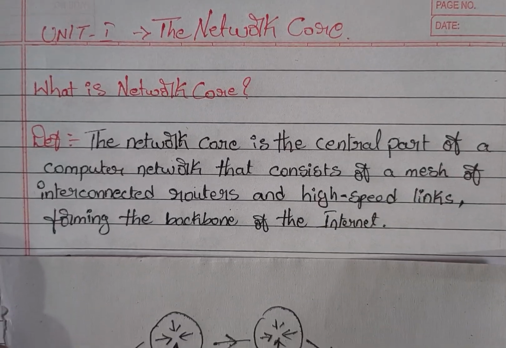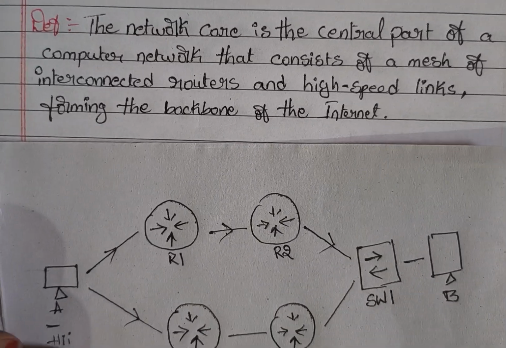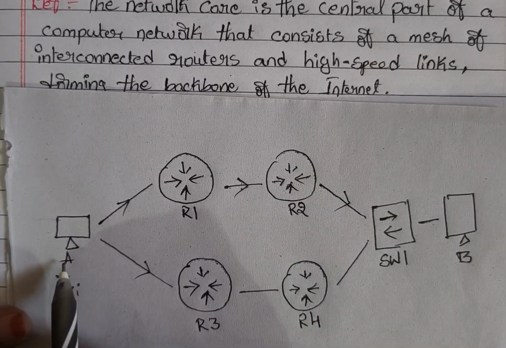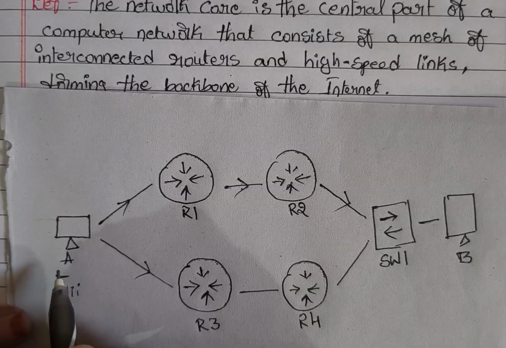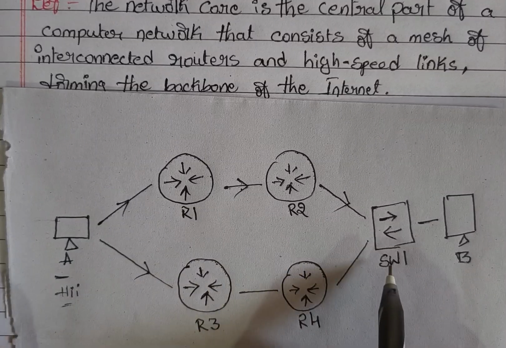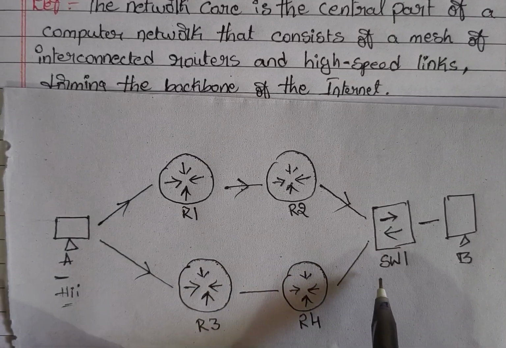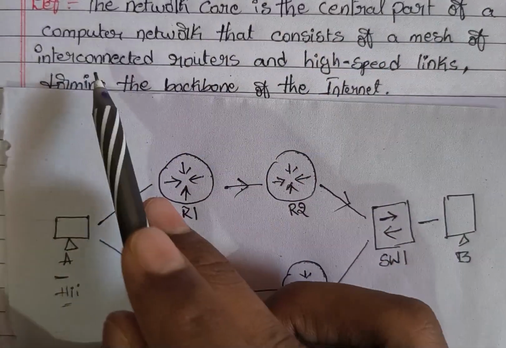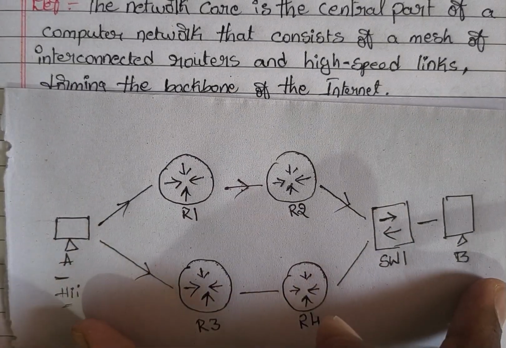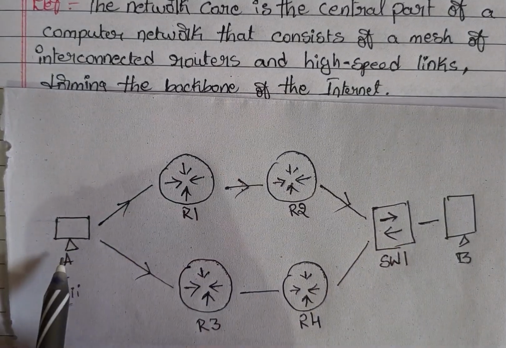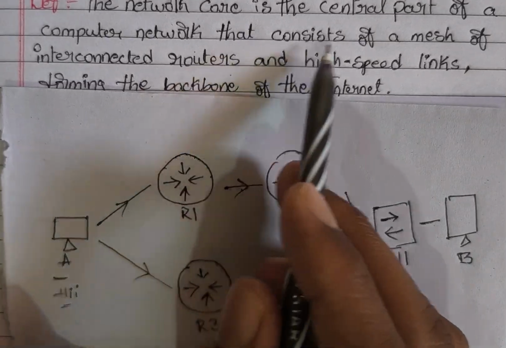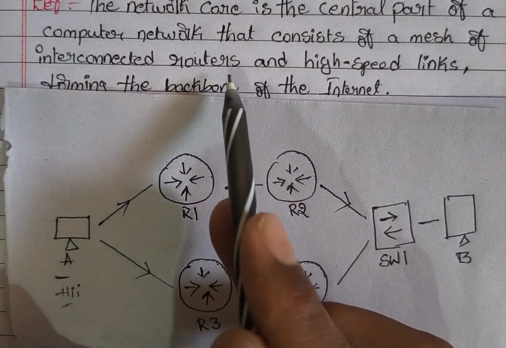I will go with an example, then it will be clearly understood. Here is an example: system A and system B. If system A wants to send data to system B, these routers and switches are needed to send the data. The definition itself says it is the central part of a computer network. We have system A and system B, but without this central part, system A can't send any data to system B. So it is the central part that consists of a mesh of interconnected routers.